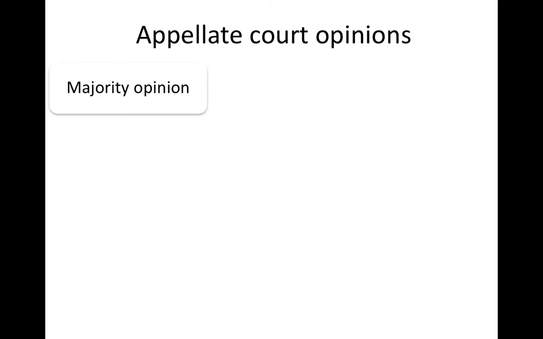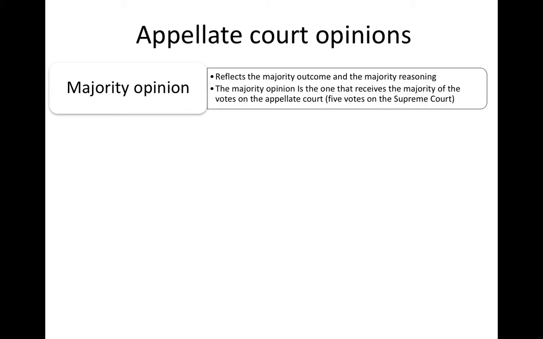And appellate court decisions have a few components. So the first component is the majority opinion, and the majority opinion reflects the majority outcome and the majority reasoning. So, for example, in the Supreme Court, there are 9 members of the Supreme Court. So, in order to be in the majority, you are required to have the support of at least 5 of the justices. And so, when an appellate court publicizes their decision on a case, they do so in the form of a majority opinion.